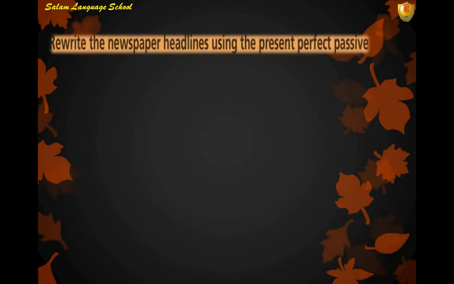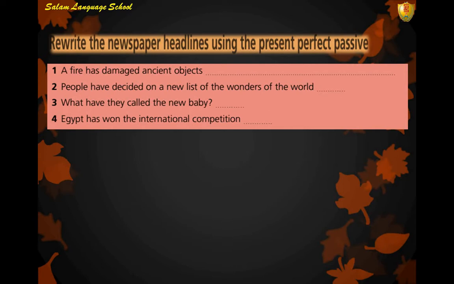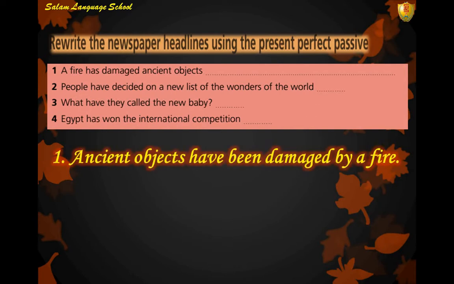The next exercise: rewrite the newspaper headlines using the present perfect passive. You have 4 sentences here, and we want to use the present perfect passive. The first sentence: a fire has damaged ancient objects. So the answer here: ancient objects have been damaged by a fire.